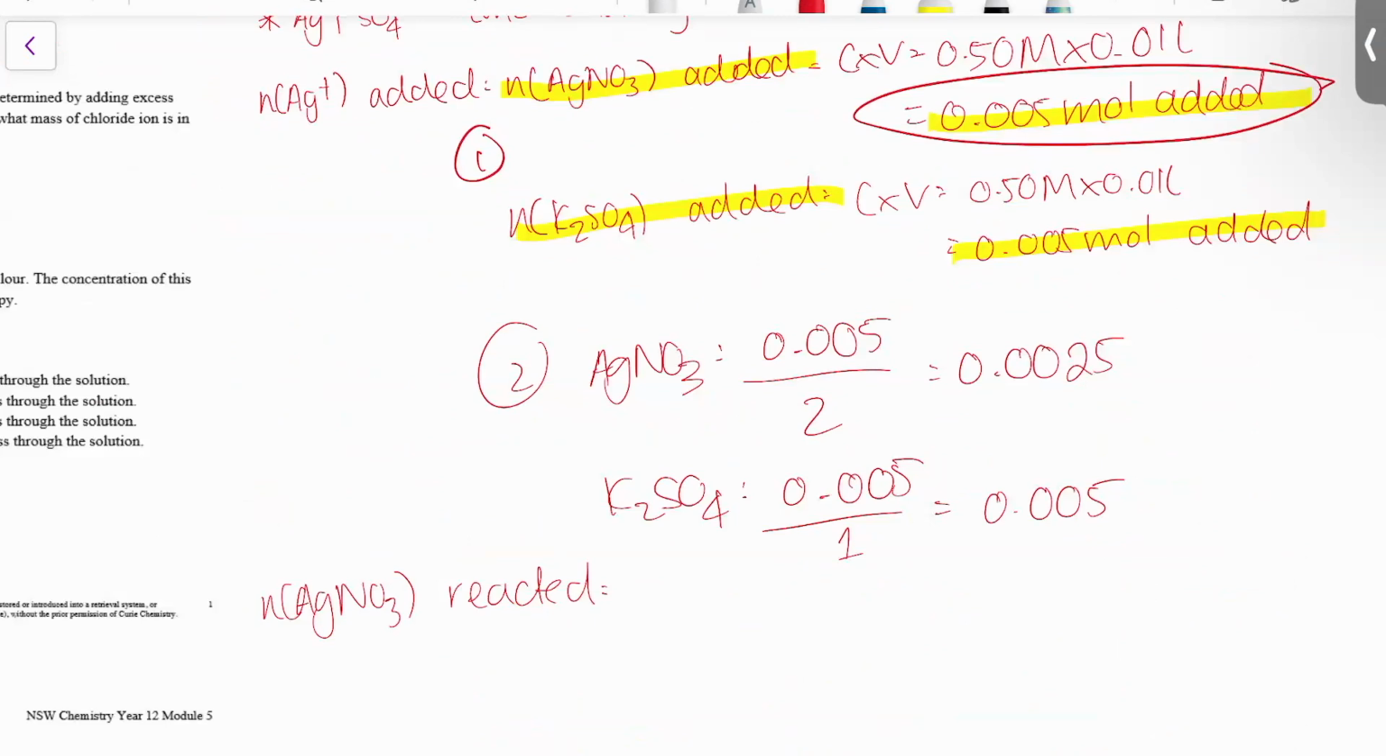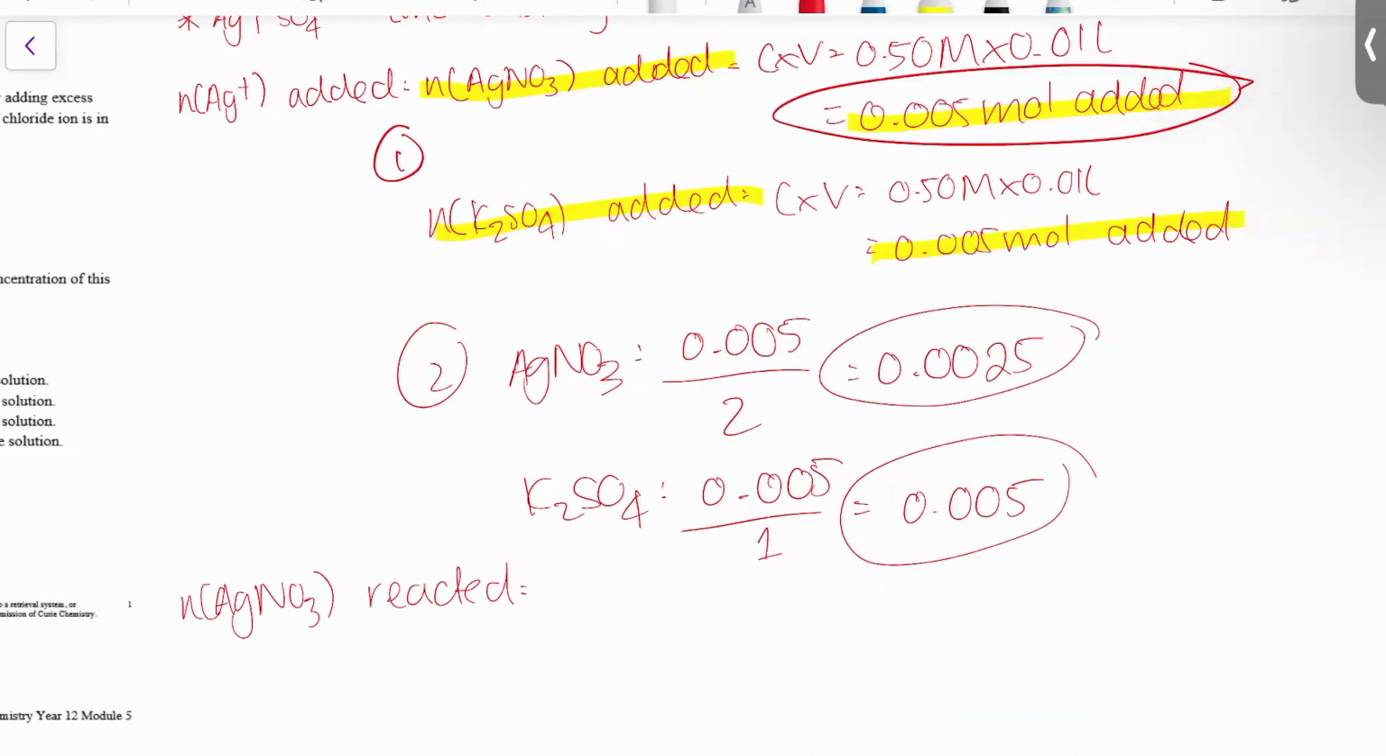Okay, now, based on these two numbers, what's your limiting reagent? You're not comparing the actual moles added. I'm skipping a question. The limiting reagent is AgNO3. When you're looking for the limiting reagent, you're looking for the smaller number. So 0.0025 is less than 0.005. So therefore AgNO3 is the limiting reagent.